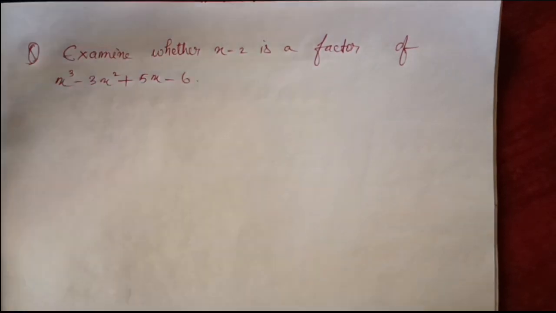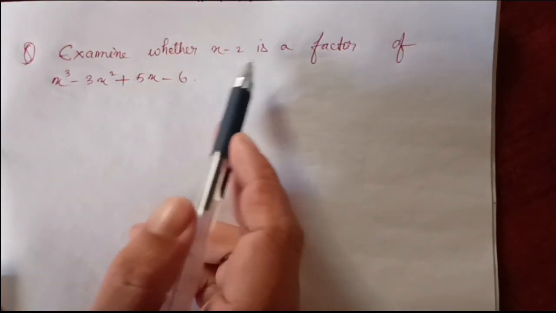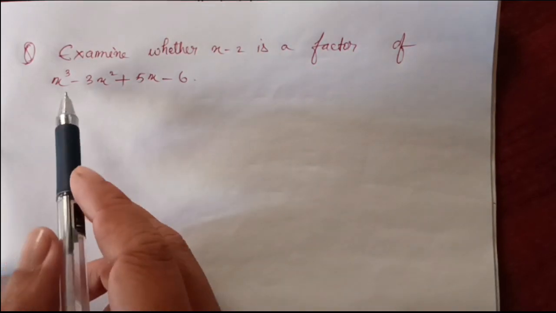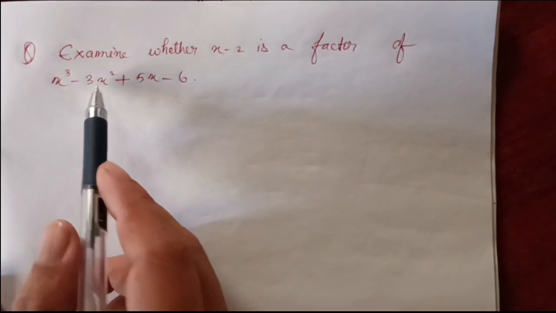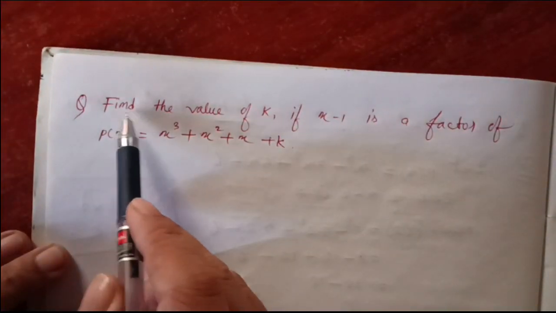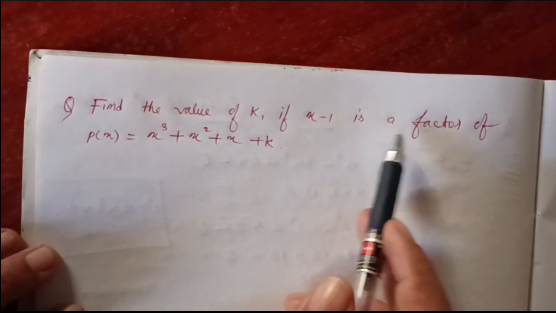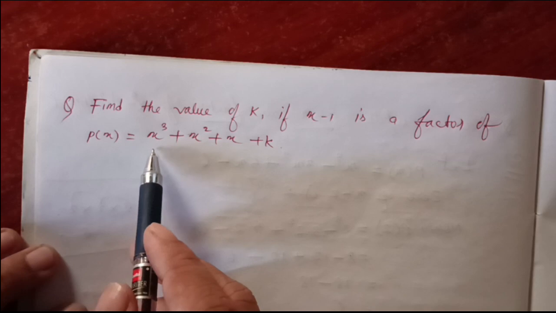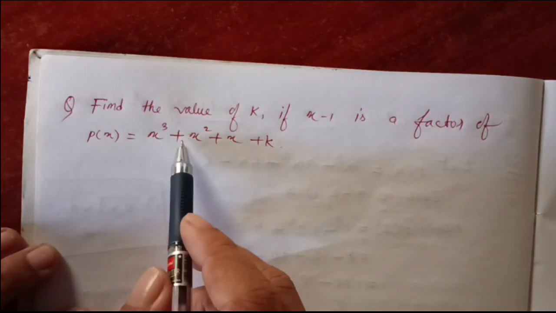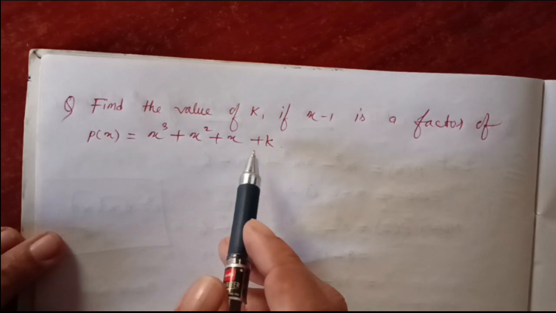Today let us learn question slide. Examine whether x minus 2 is a factor of x cubed minus thrice x squared plus 5x minus 6, or such type of question. Find the value of k if x minus 1 is a factor of p of x equal to x cubed plus x squared plus x plus k.